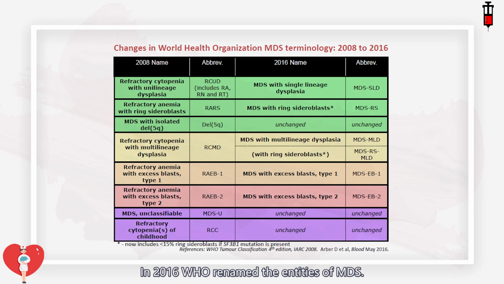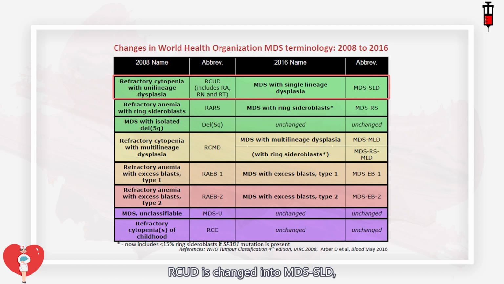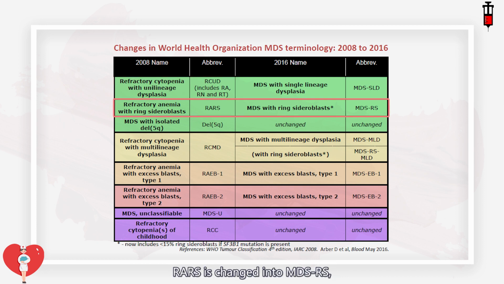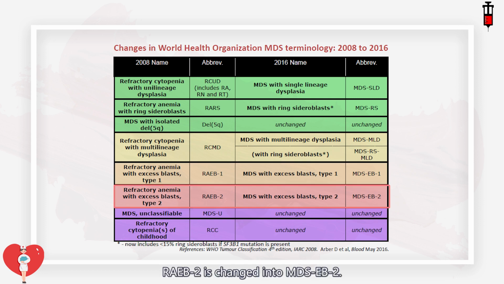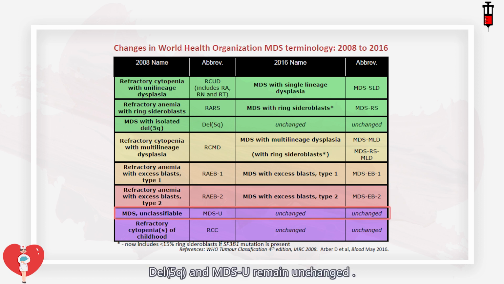In 2016, WHO renamed the entities of MDS. RCUD is changed into MDS-SLD. RARS is changed into MDS-RS. RCMD is changed into MDS-MLD. If there are ring sideroblasts in MDS-MLD, it's called MDS-RS-MLD. RAEB1 is changed into MDS-EB1. RAEB2 is changed into MDS-EB2. The del5q and MDSU remain unchanged.